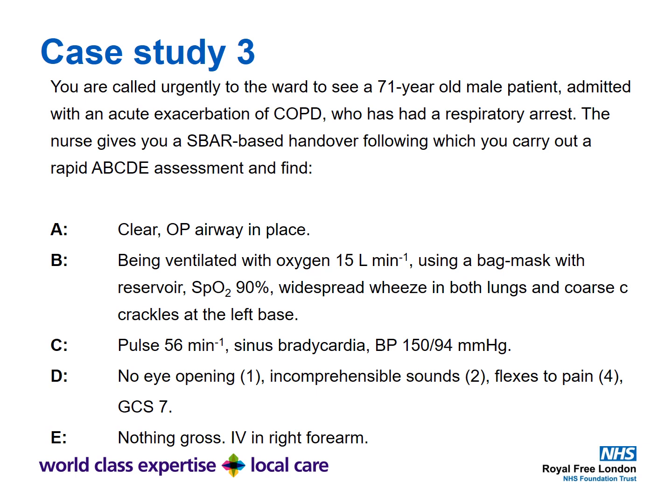So his saturations are 90%, so remember that that's in the normal sat range, but again we are requiring 15 litres of oxygen, so again there's a big discrepancy there. He has a widespread wheeze in both lungs and coarse crackles at the left base, so he's probably got a hospital-acquired pneumonia with exacerbation of his wheeze on top. He's unconscious as demonstrated by his bradycardia and hypertension. He's got a GCS of 7 and there is nothing else to be found on examination.